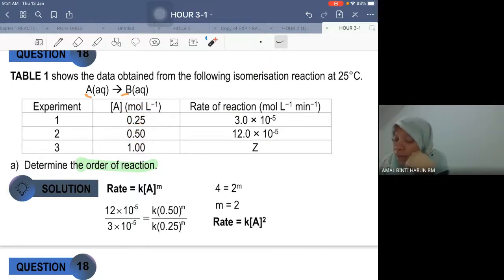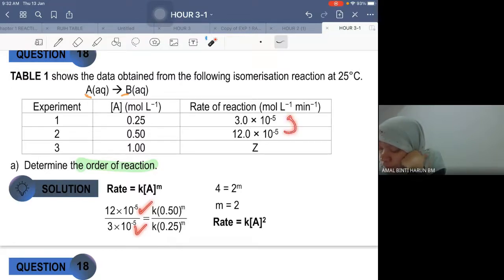I think tak ada masalah lah. 0.25, you nak divide this one or this one divide by this one. Tapi normally yang lebih senang adalah nilai yang besar bahagi nilai yang kecil. Which is experiment 2 divide by experiment 1. Ini untuk dia punya rate. Experiment 2 divide by 1.